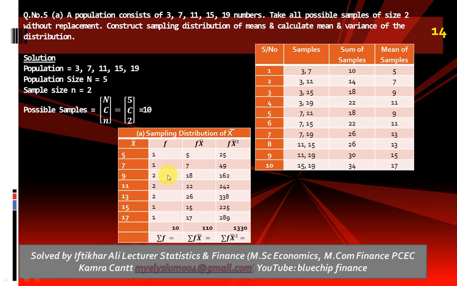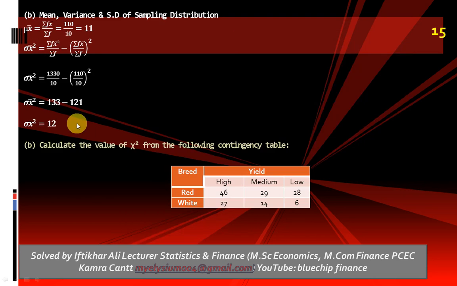Okay, the question is complete. So part B, calculate the value of chi-square from the following contingency table. There are 2 rows and 3 columns. So 2 variables, breed and yield. Under breed there are 2 sections, red and white. Under yield there are 3 sections, high, medium and low, and we want to check the association between these two through chi-square.